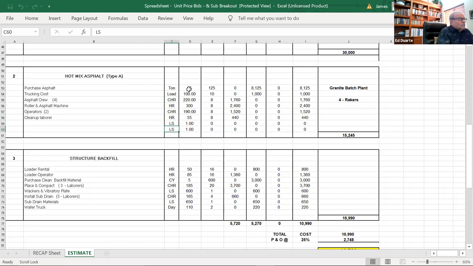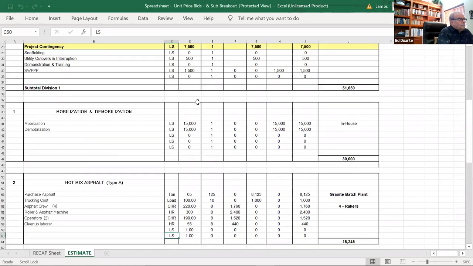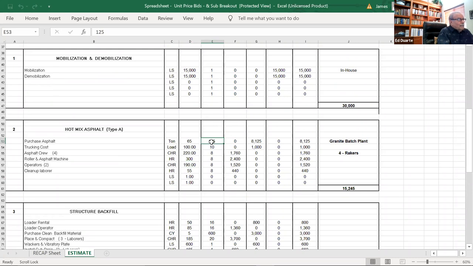So the asphalt, under the takeoff quantity, the estimated quantity is 125 tons. Now, we're going to buy that from the Granite Batch Plant, and they're quoting us a price of $65 a ton, tax included. And we pick it up at the plant. So for my trucking costs, I get a quote from my trucker, and they're going to quote me $100 a load. And I know there's 10 loads, 12 and a half tons each. And so my trucking costs are $1,000.